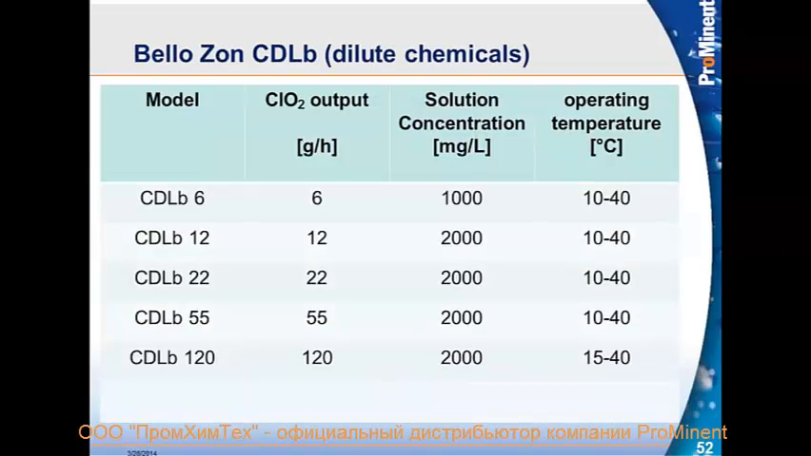The CDLB uses dilute chemicals, which are the same as the CDV series, and you see we go from 6 to 120 grams per hour with the CDLB. Once again, a smaller unit can be used for smaller applications. It would be a less expensive unit than the CDV or the CDK, so it might be better for a smaller application than the larger ones.